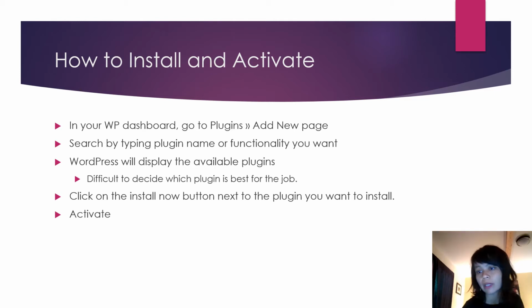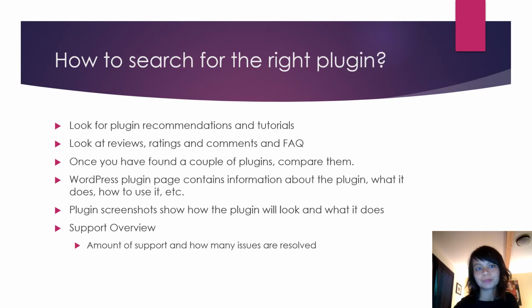It would display all the form plugins that are out there, maybe starting with the most popular ones at the top. It can be very difficult to decide which plugin is best for the job. Don't worry about that, you might feel overwhelmed. Anyway, you click on the Install Now button next to the plugin that you want to install. It installs just like you would with a theme. After you've installed it, it's not activated yet. You have to click Activate. Don't worry, I have a short tutorial video on how to install and activate. You can refer to that video.